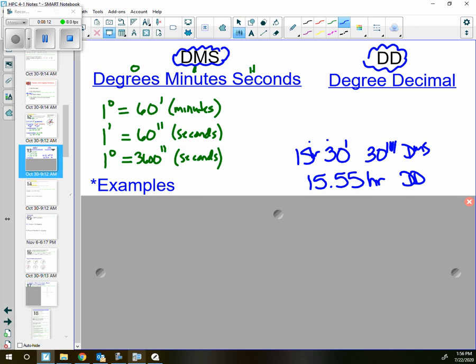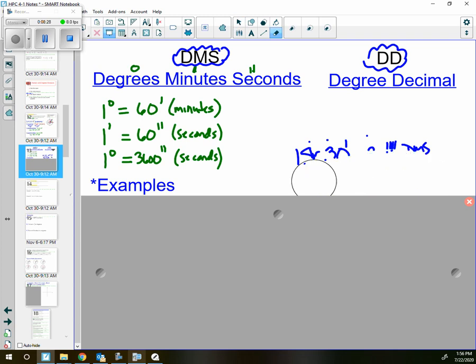So if I have all 3 separate units or just all in that biggest unit, hours, that's the difference between DMS and DD. So what we want to get comfortable with is how we convert back and forth between something that's just straight decimal, just in degrees, versus something that's split up in degrees, minutes, seconds.